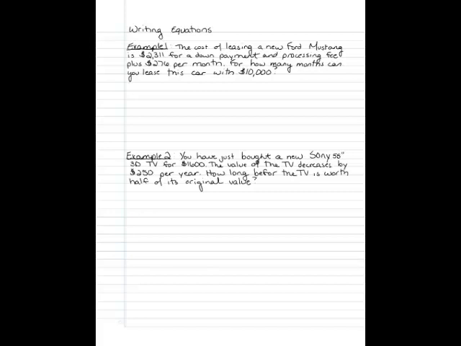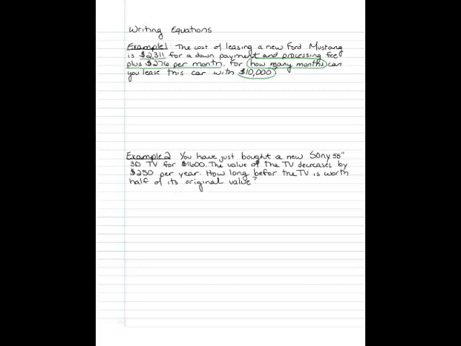So looking through this, the cost of leasing a new Ford Mustang is $2,311 plus $276 per month. Now the goal of the problem, for how many months, that's going to be your unknown. For how many months can you lease this car with $10,000? So you're going to want to find the number of months.